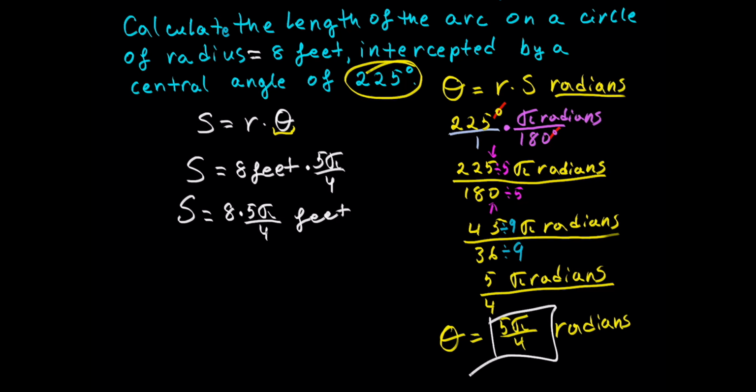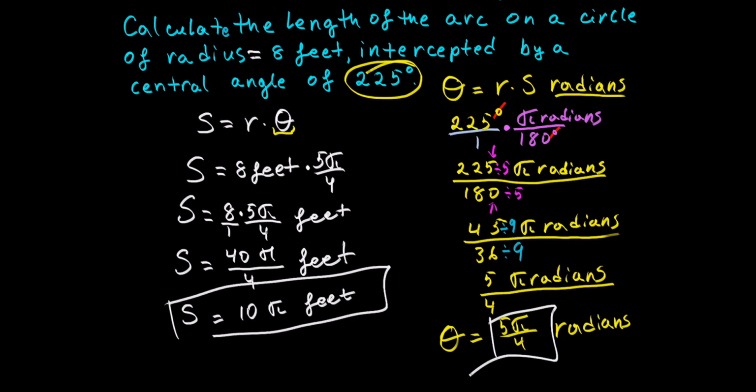Now we need to multiply these fractions. 8 is over 1, so let's multiply numerators and denominators. So we get arc length S is equal to 8 times 5, 40 pi over 1 times 4, 4, and the unit measure is feet. Arc length S is equal to 40 divided by 4, which is 10 pi feet.